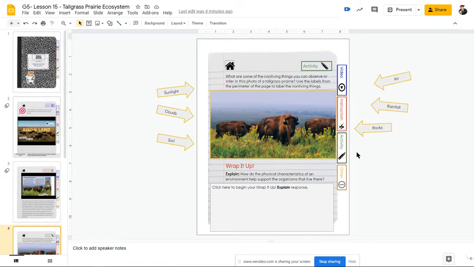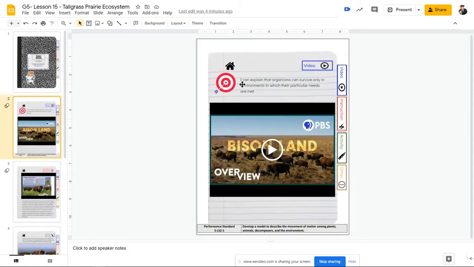Because, again, your goal, you can explain that organisms can survive only in environments in which their particular needs are met.